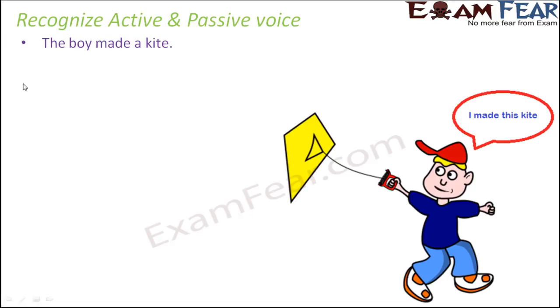So here what is the subject? The subject again is the boy and the object is the kite. And has the subject done something? Yes, the subject has done something. The subject has made the kite. So the boy made the kite, right? So therefore, this is also active voice.